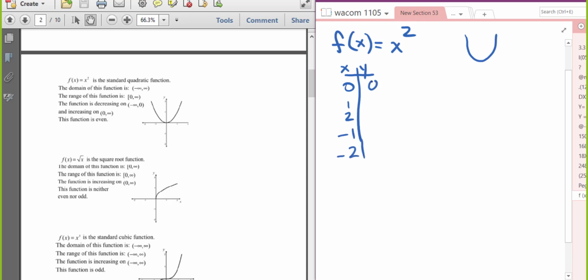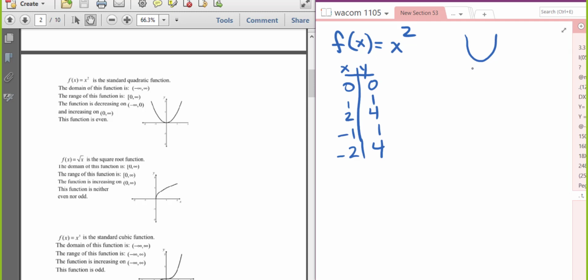So 0 squared is 0, 1 squared is 1, 2 squared is 4, negative 1 squared is 1, and negative 2 squared is 4. So it's going to change those negatives to positive. This would get your standard one. These are also called the parent function in the transformations that you'll do in that section.